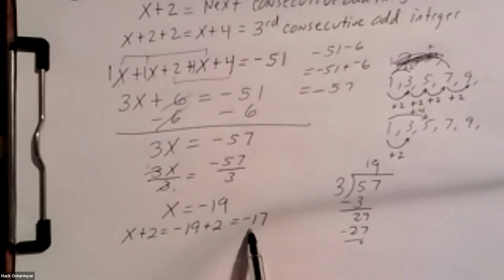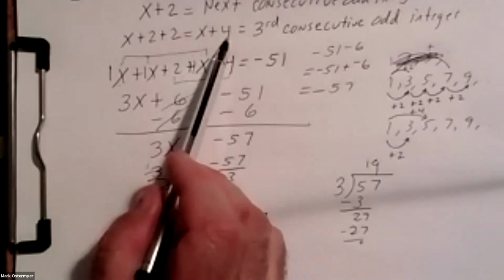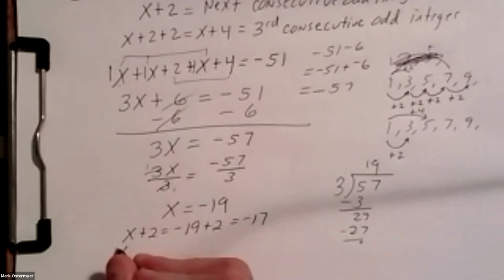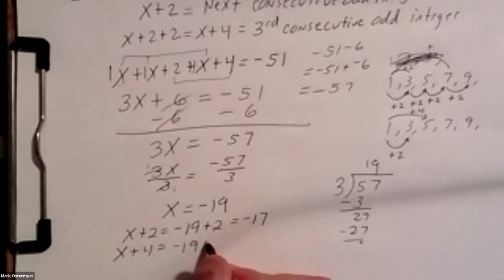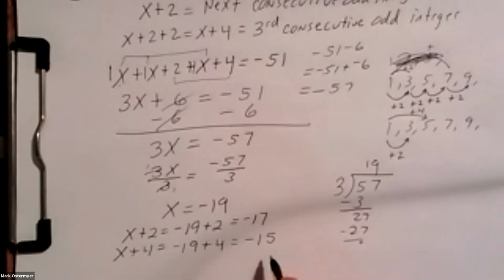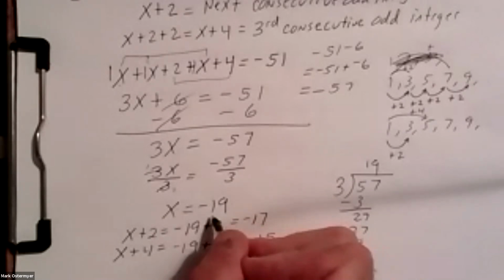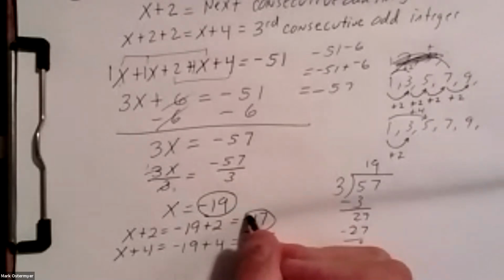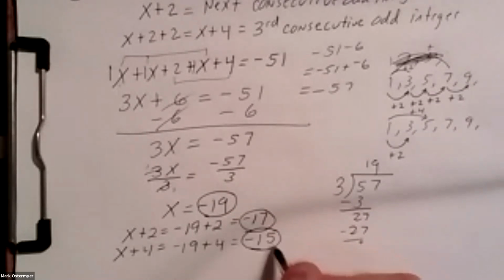And we also have a name for the third consecutive odd number. It's x plus 4, which is negative 19 plus 4, since x takes on the value of negative 19. And negative 19 plus 4 is negative 15. We have our answers. These are your 3 consecutive odd numbers that sum up to negative 51: negative 19, negative 17, and negative 15.